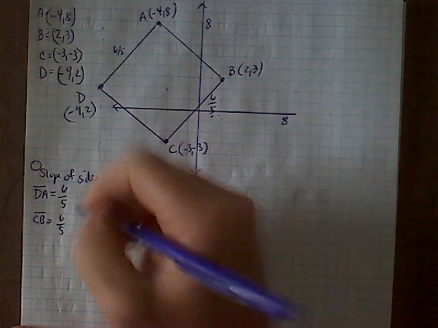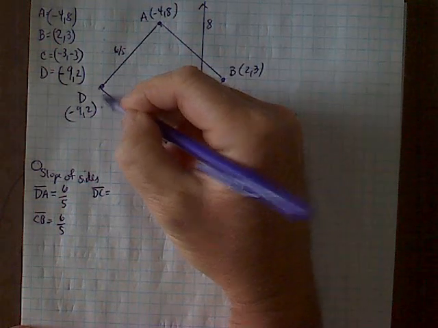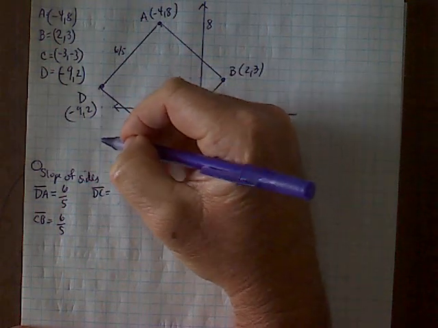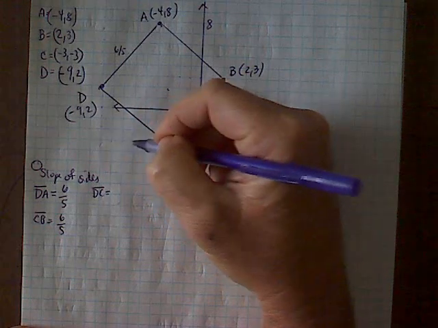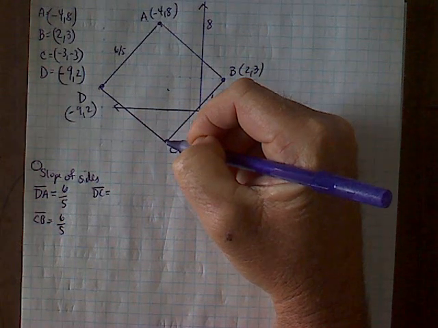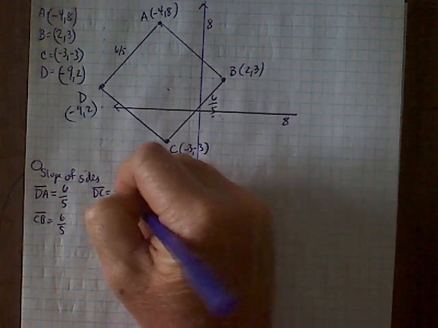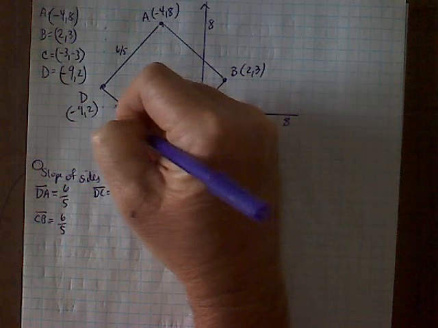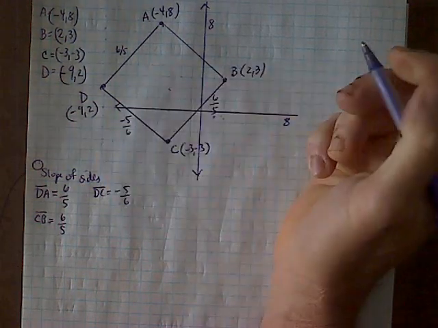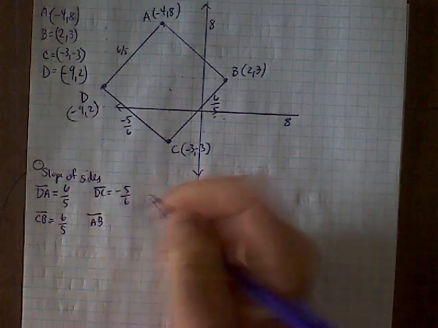Let's go ahead and do that now for DC. So for DC, we'll go down 1, 2, 3, 4, 5 over 1, 2, 3, 4, 5, 6. So we're going to again be going down 5 over 6. That's -5/6 for the slope. I'll label it right here on there. And the same for side AB, we still need to find.